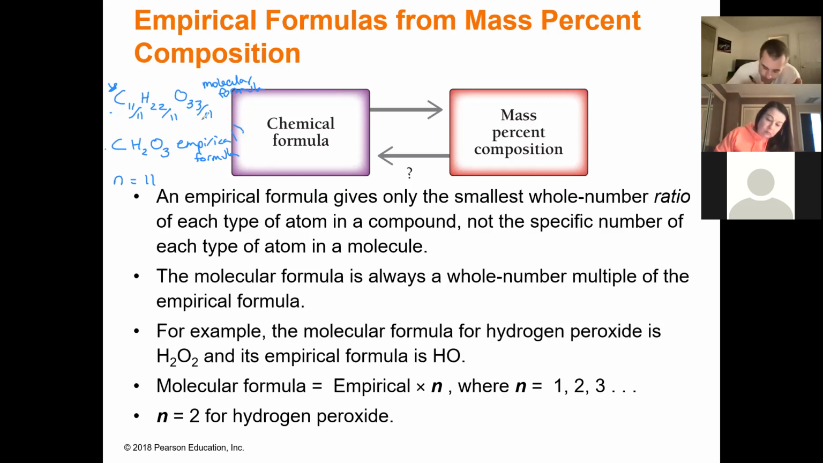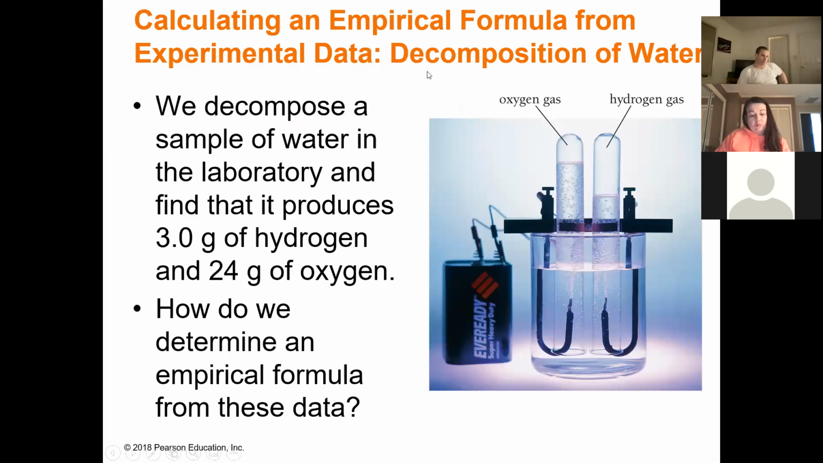So let's first spend some time talking about empirical formula. Anytime I'm given the mass percent composition, I can go back to a chemical formula, but I specifically can solve for its empirical chemical formula, not its molecular chemical formula. So let's go ahead and do this for water. Let's assume that we have decomposed water using a battery. This is something you can do. We end up with a separation of hydrogen gas and oxygen gas, and specifically, I get 3 grams of hydrogen and 24 grams of oxygen. How do I determine the empirical formula for this data? So I'm going to go to our whiteboard here.